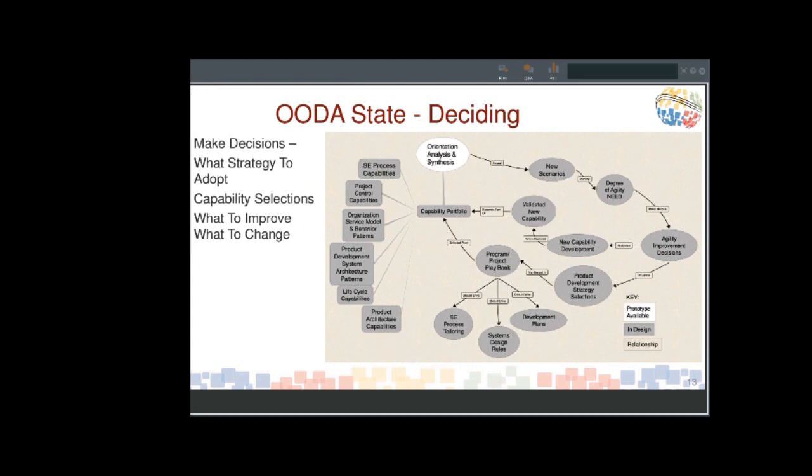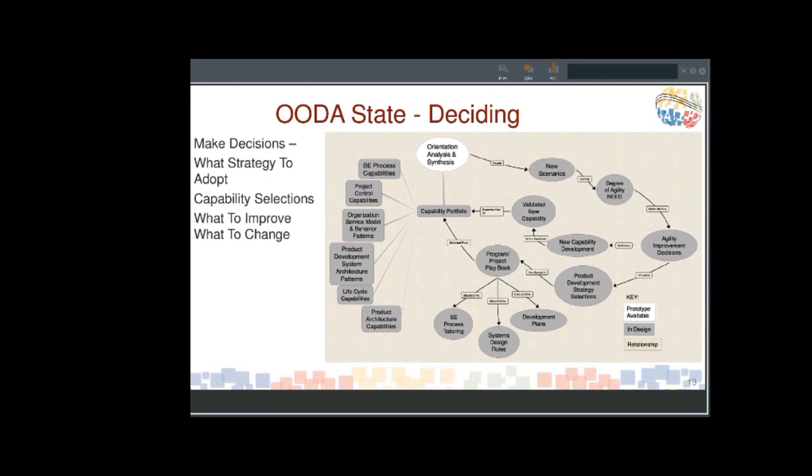The third stage, we haven't done much work here, which is why everything's kind of grayed out, is really the deciding phase. There are a lot of moving parts here. And I'm not going to spend a lot of time, but once you figure out where you need to focus on, sooner or later the team or the organization's got to make up their mind what they want to do. Some of those agility improvement decisions, highlighted over here on the right, could end up in new capability development.